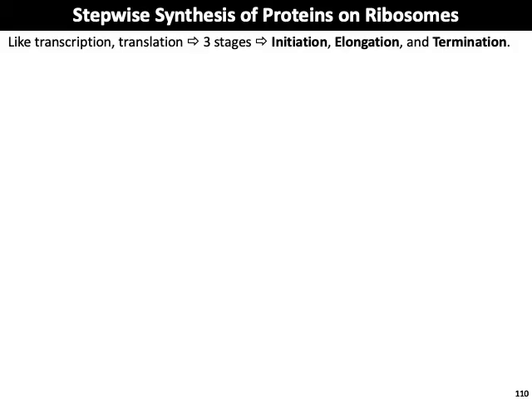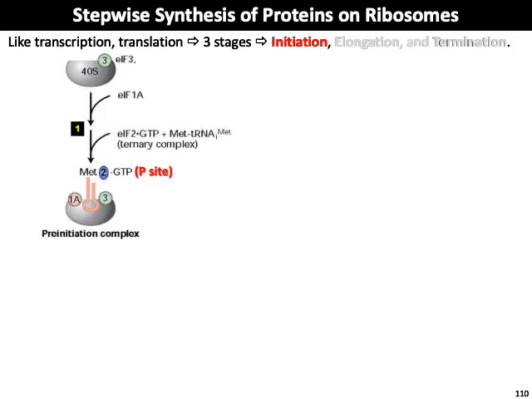Now we'll talk about the stepwise synthesis of proteins on ribosomes. Like transcription, translation consists of three stages: initiation, elongation, and termination. We'll start with initiation. It starts with the small ribosomal subunit bound to eukaryotic initiation factor 3, with the addition of eukaryotic initiation factor 1A and eukaryotic initiation factor 2 bound to GTP plus the transfer RNA-i, which will form a ternary complex called the pre-initiation complex. And note that the transfer RNA-i loaded with methionine is bound to the P site of the small ribosomal subunit.